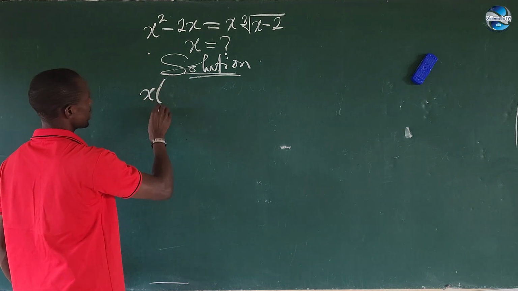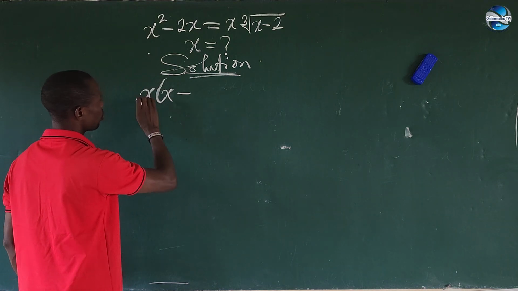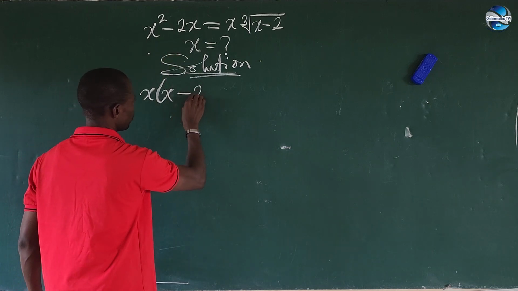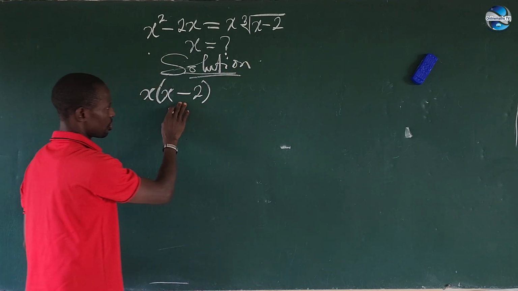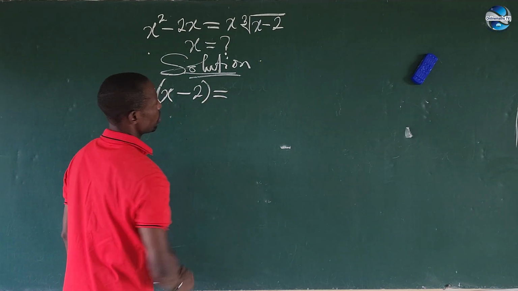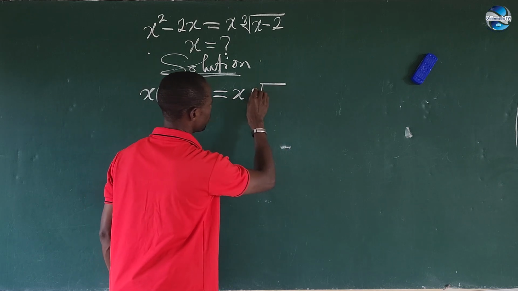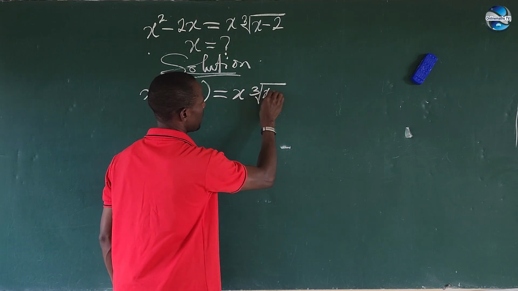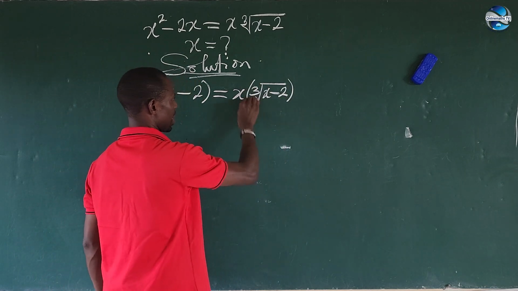So this is going to give us x into, if we use x to divide this, we're going to have here x minus, we use x to divide this, then we're going to be left with 2. You see? So what we have inside the radical is already on this other side already. So this will now be equal to x into the cube root of x minus 2. You can as well put this in bracket.